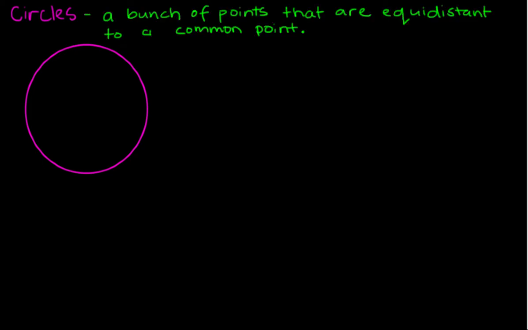So our definition of a circle is going to be this. It's going to be a bunch of points. I know it sounds super high tech, a bunch of points. It's going to be a bunch of points that are all equidistant to a common point. All right, and you're like, okay, so what exactly are you talking about here? Well, what if I was taking a look at this circle?